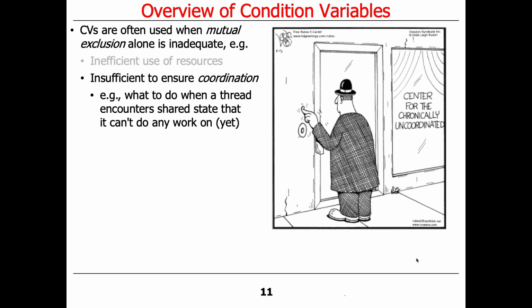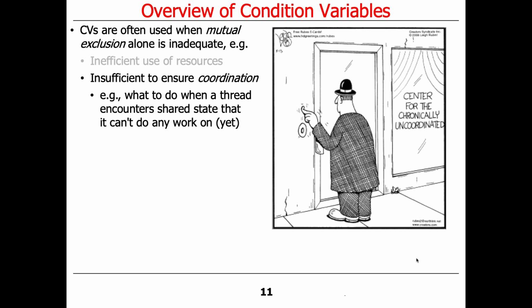So coordination, of course, is how threads tell each other to take turns doing something. You go first. No, you go next. No, you go next. Think of it like the ping pong example we talked about. Basically, when a thread encounters some internal state that prevents it from making progress, it probably wants to let someone else go.